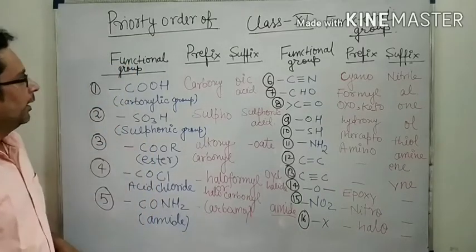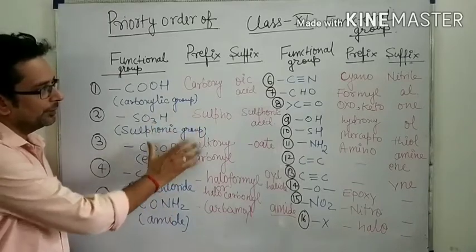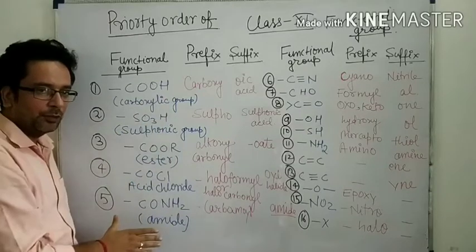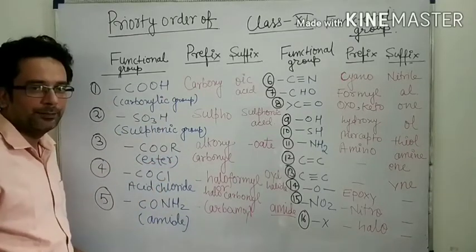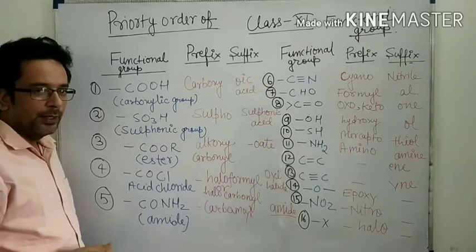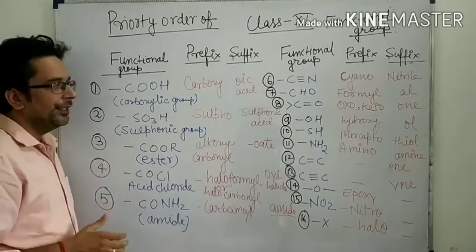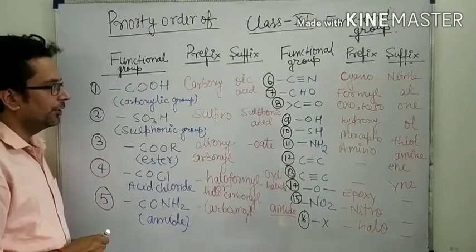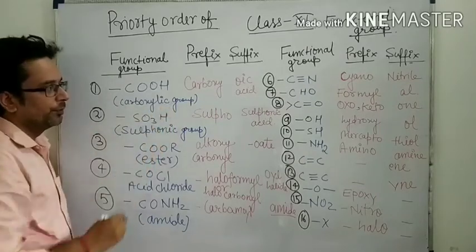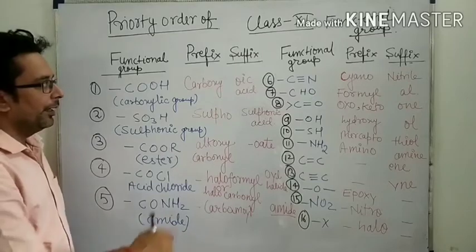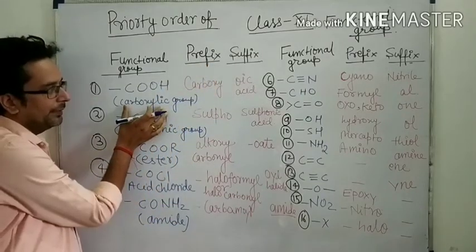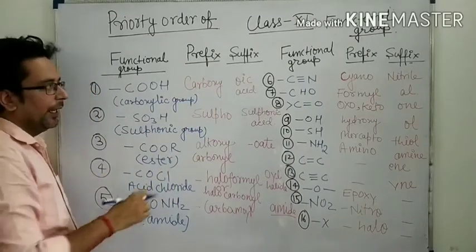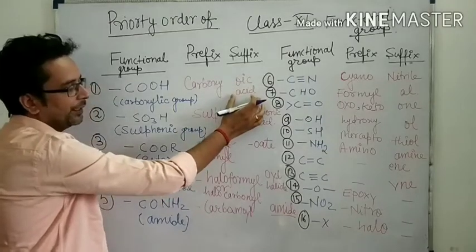Now look here, first all of you take a screenshot of this. These are the functional groups, arranged in priority order or seniority order. The first position is the carboxylic group. As a prefix, carboxylic acid is used as carboxy, and as a suffix it is used as oic acid.